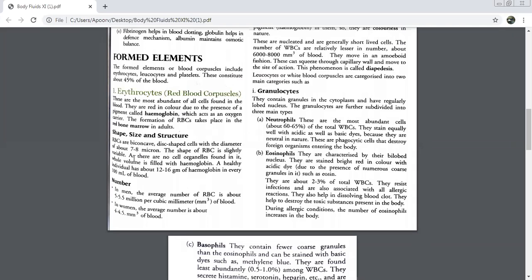Let's talk about the number of RBCs now. In men, the average number of RBCs is about 5 to 5.5 million per cubic millimeter of blood. But in women, the average number is about 4 to 4.5. Normally, it is said that women are more anemic. You must have come across this concept many times.